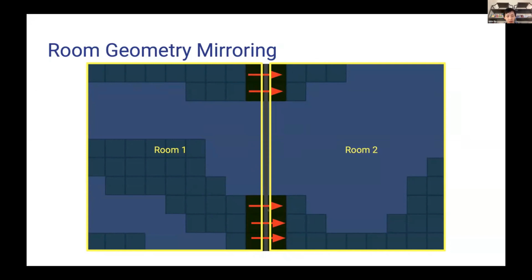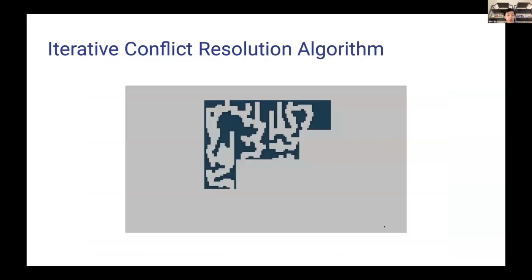We pass this preset into the answer set programming, and it solves based on the knowledge that the room geometry has already been mirrored. So we can be assured that the room geometry will match, and therefore we'll have a very smooth transition between rooms, but also that directionality is considered. But sometimes it doesn't do that, which comes into play when we're talking about the iterative conflict resolution algorithm.